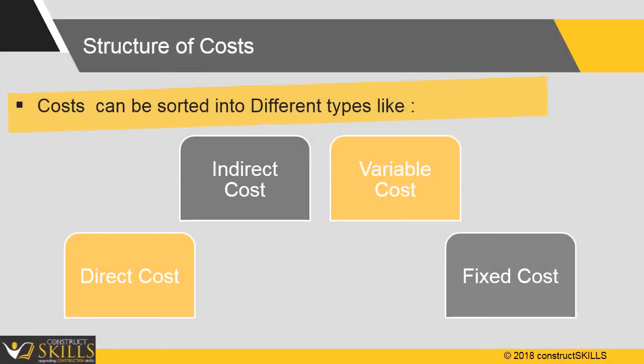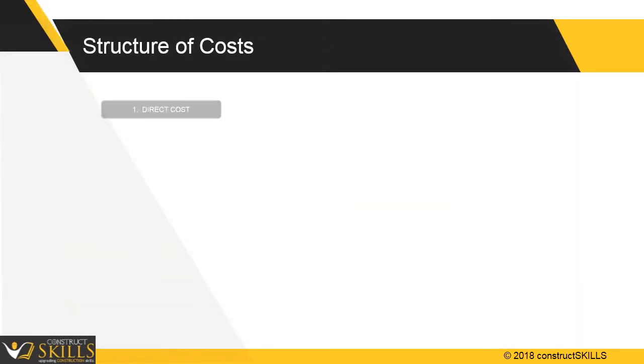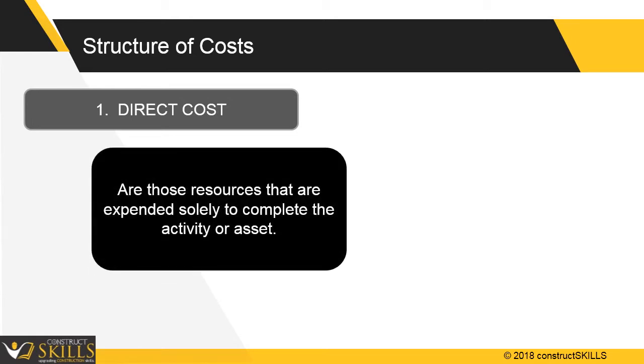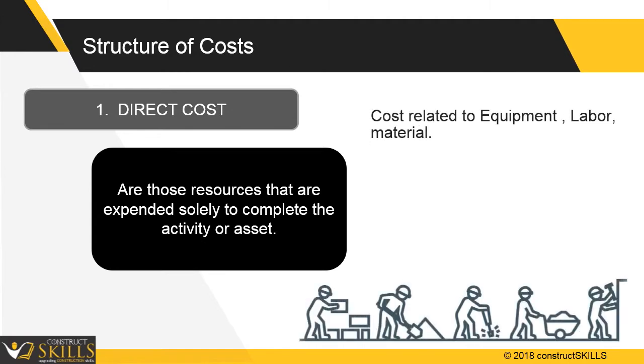Structure of cost. In order to understand the total costs of an activity, the cost elements can be sorted into direct, indirect, variable, and fixed costs. Direct cost. These costs involve resources that are spent exclusively to complete the activity. Some examples of direct cost are costs related to equipment, labor and material.